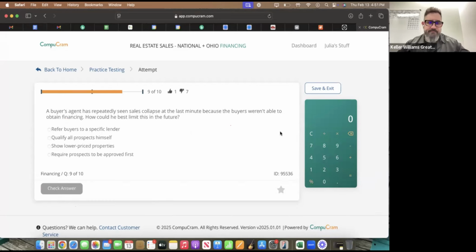All right, next question. A buyer's agent has repeatedly seen sales collapse at the last minute because the buyers weren't able to obtain financing. How could he best limit this in the future? A, refer buyers to a specific lender. B, qualify all prospects himself. C, show lower priced properties. Or D, require prospects to be approved first. What do you think?